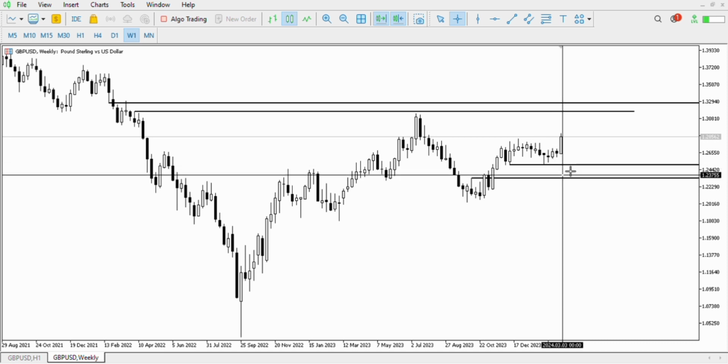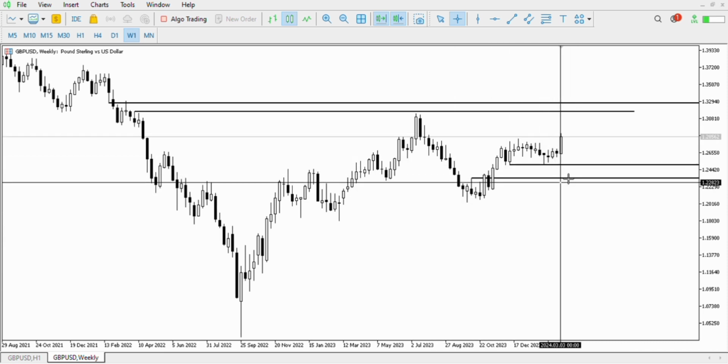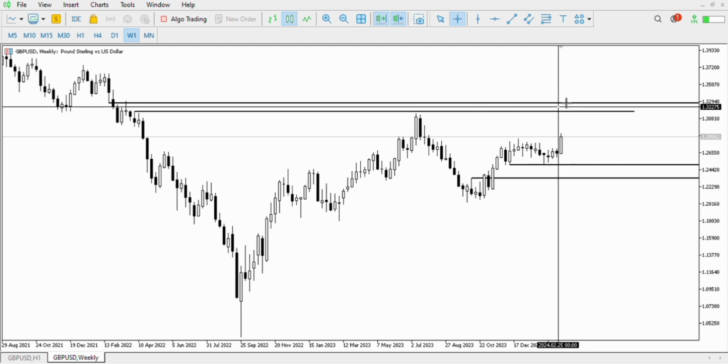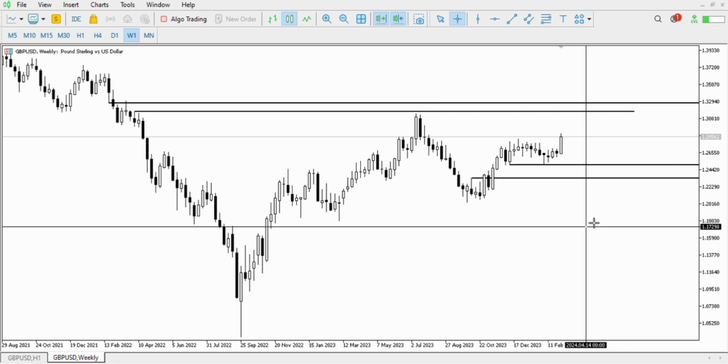For my previous analysis, I was looking at here as a priority first before this area, because on the daily time frame, around this area right here, we are having a series of downtrend, which I explained in my previous video.